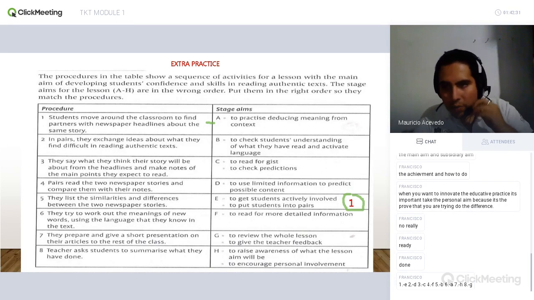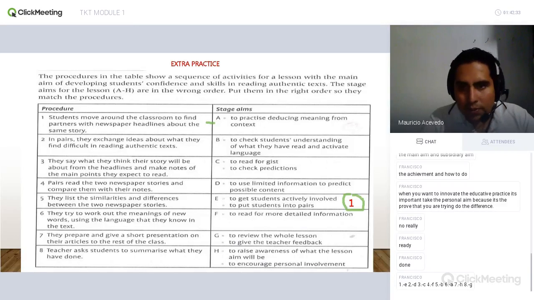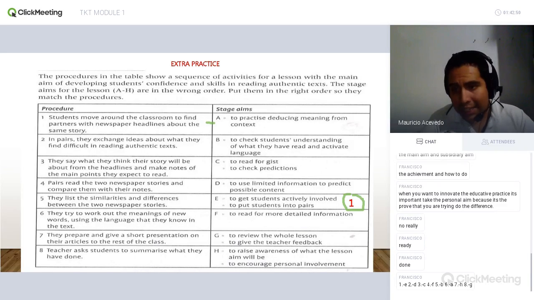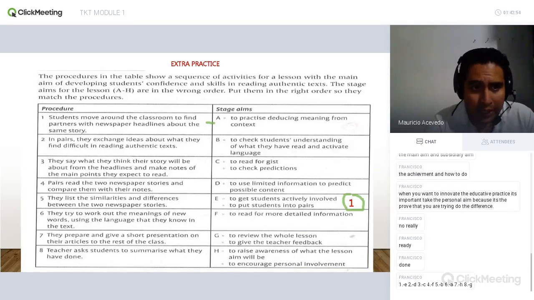Okay, good, Francisco. I can check your answers. Okay, so number one, we already did it. Number two, in pairs, they exchange ideas about what they find difficult in reading an authentic text. In this case, it is letter D, to use limited information to predict possible content. Okay, because they are going to use those ideas, right? That's why you're saying that number two is letter D.